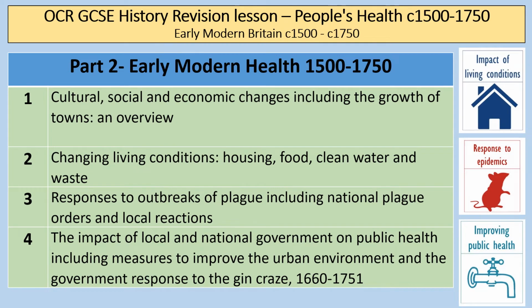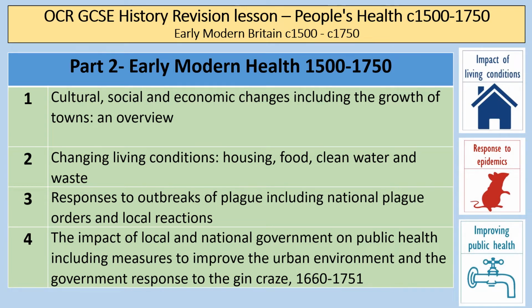So the main topics on this, firstly, the cultural, social and economic changes during this time period are crucial for you to know about. The growth of towns is one of the key features. Changing living conditions during this time, sometimes known as lifestyles, housing, food, clean water and waste. A response to epidemic during this time is the outbreaks of plague, including national plague orders and local reactions, with a case study, an in-depth study of the Great Plague of 1665.